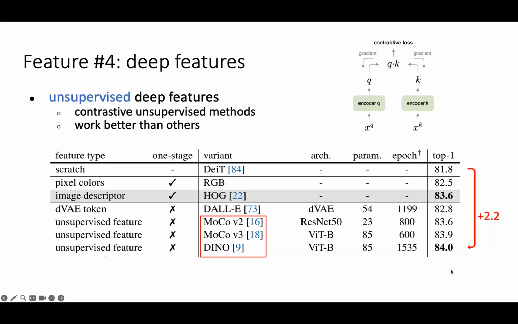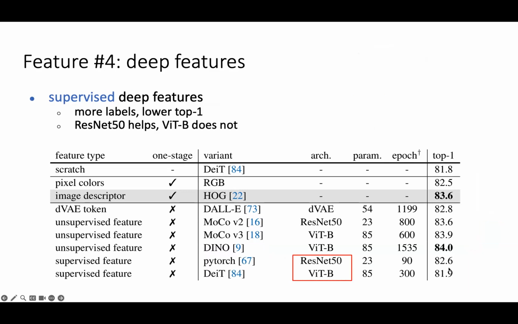Okay, and one more thing that we tried was using supervised networks instead of these unsupervised trained networks from DINO or MoCo. And this, interestingly, does not work well. So there is kind of a performance drop again if you try to predict supervised features from a ResNet or ViT base trained on ImageNet. So this is about predicting features instead of raw pixel values for masked autoencoding.